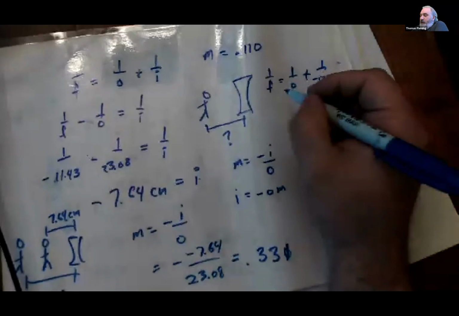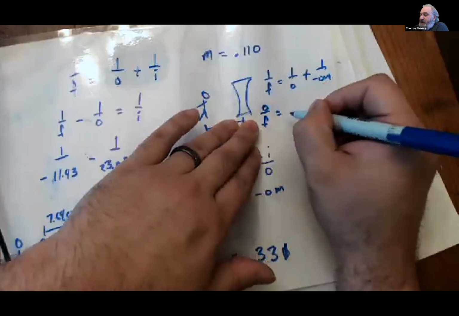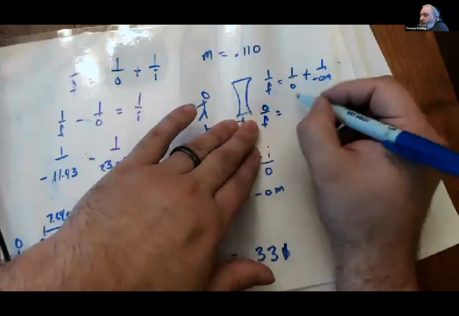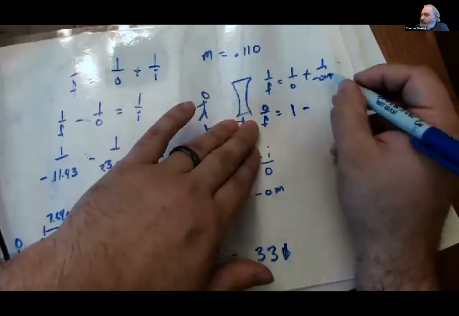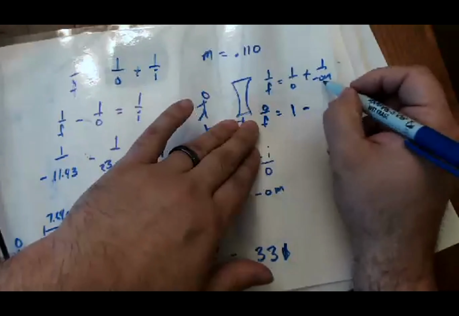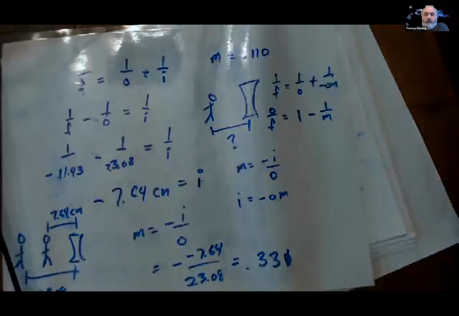So if I do that, over here, I'm going to have O divided by F. Here, I'm going to have, well, when I multiply this by O, it's going to turn into a 1. And over here, it's going to be minus, well, when I multiply this by O, the O will cancel, and I'll have just 1 over M. Does that make sense?